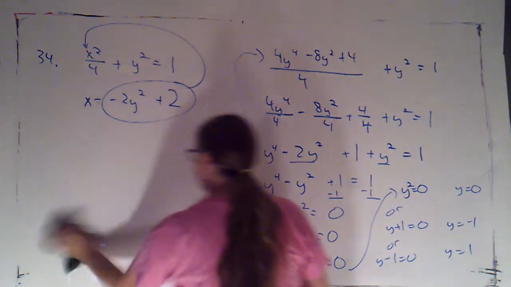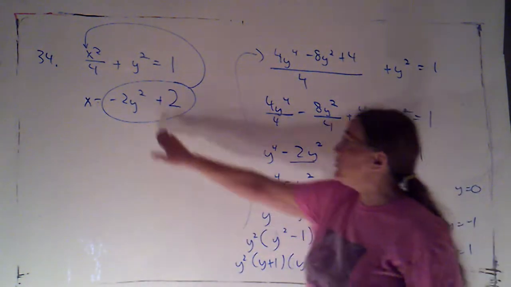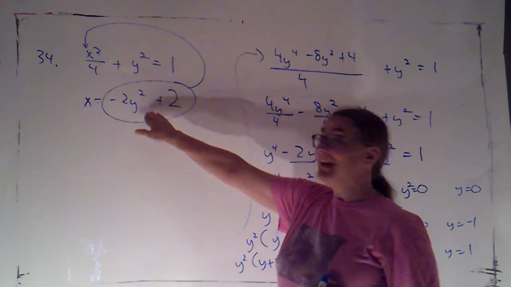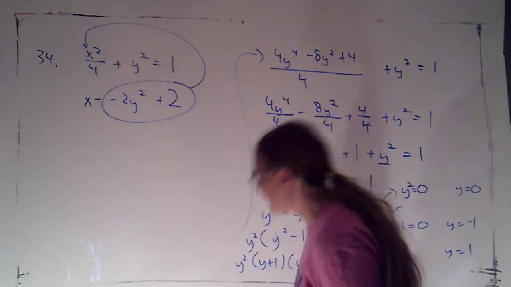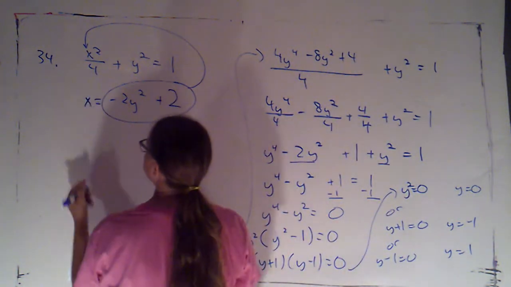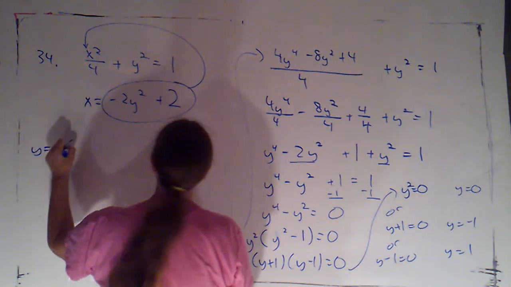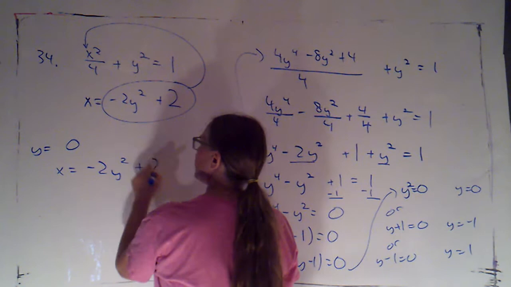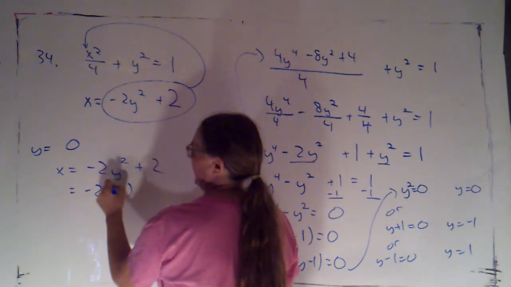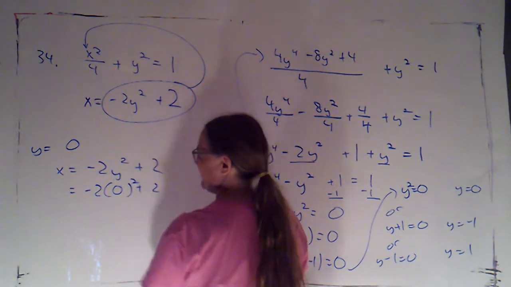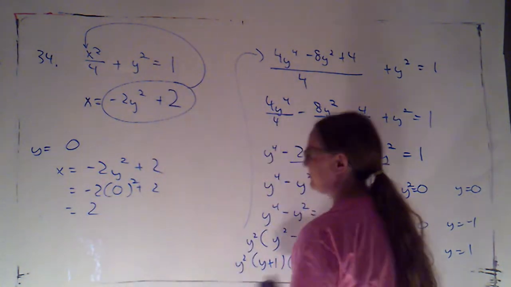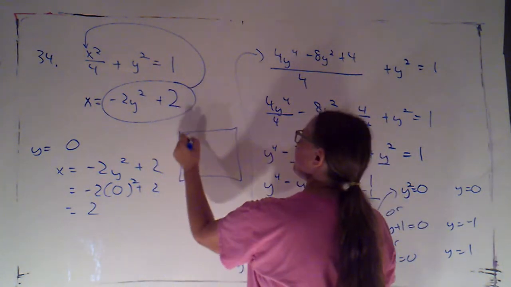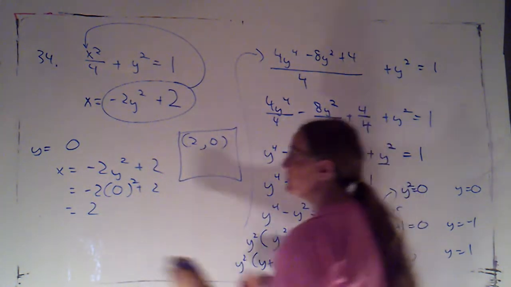Now for each of those, we've got to find our x value, and I think the easiest way to do that is to plug into the equation that's already solved for x. So if y is equal to 0, if x is negative 2y squared plus 2, that would be negative 2 times 0 squared plus 2. That's just going to be 2. So I'm going to have the point 2, 0.